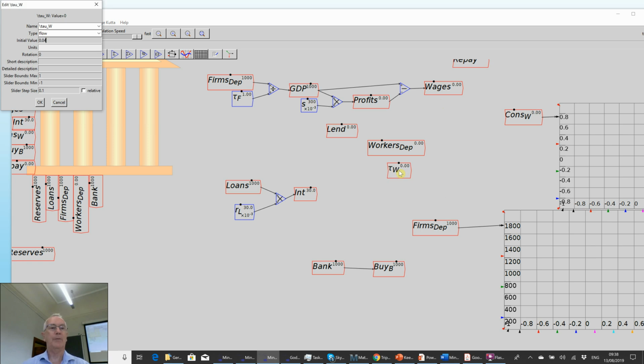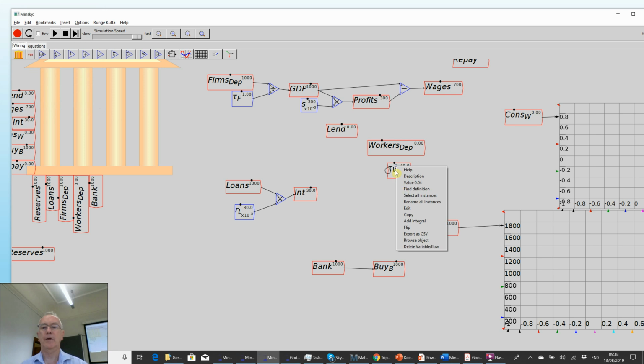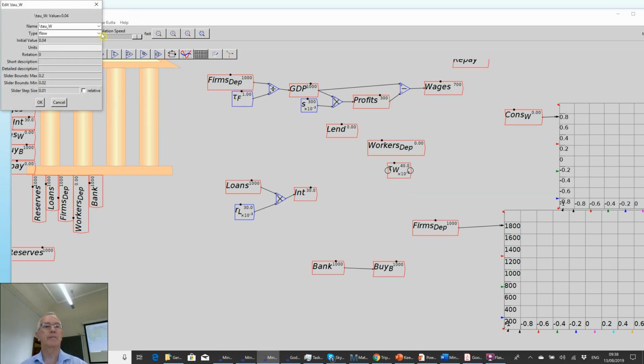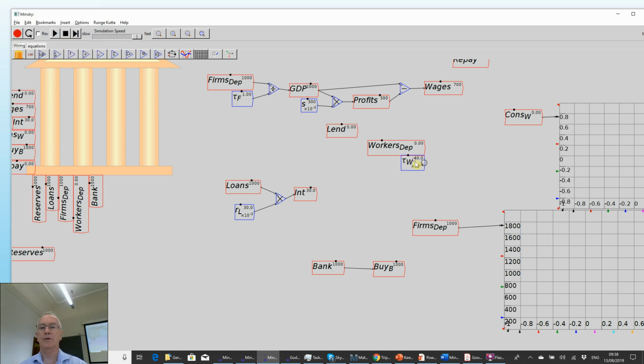and give that a low value like 0.04, which is roughly saying workers spend everything they earn in a fortnight. Let's say a maximum value of 0.2, so they might last two-fifths of a year, and a minimum of 0.02, so they can just last one week. 0.04 is like lasting a fortnight. Different step size. I'll go back to making that into a parameter. So workers' deposits divided by the rate at which workers consume gives you consumption by workers.